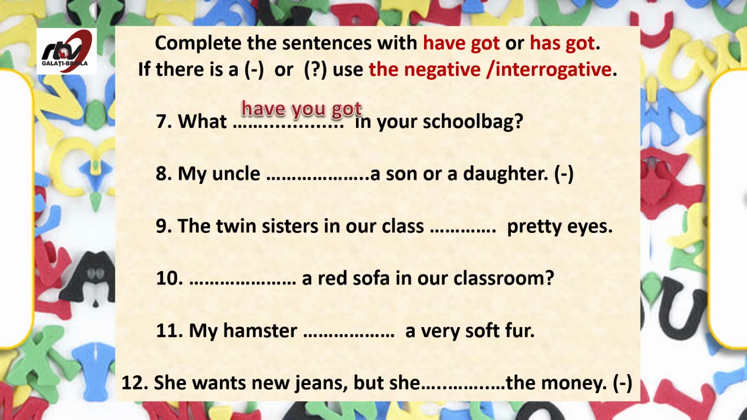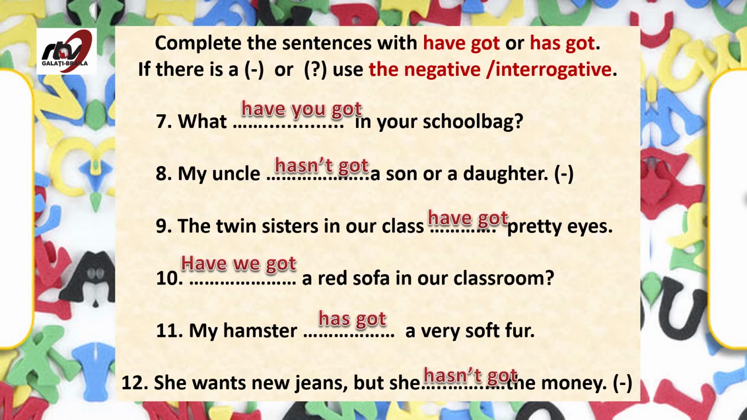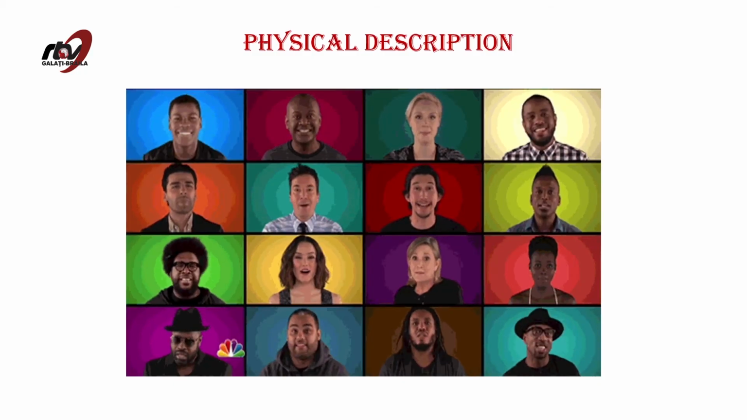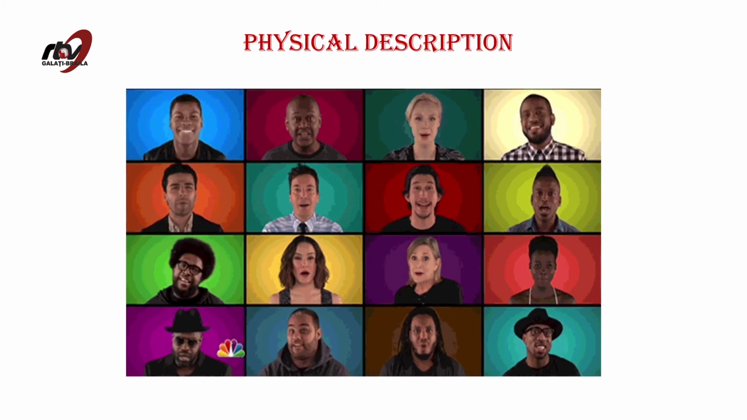What have you got in your school bag? My uncle hasn't got a son or a daughter. The twin sisters in our class have got pretty eyes. Have we got a red sofa in our classroom? My hamster has got a very soft fur. She wants new jeans, but she hasn't got the money. Now it's time to learn about physical description.